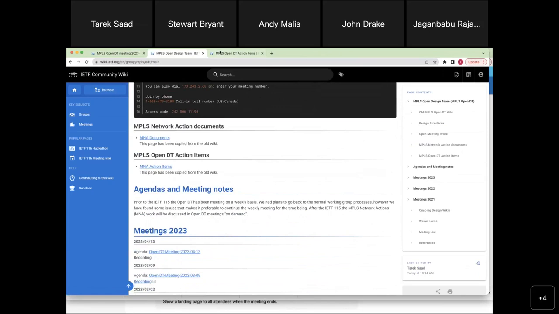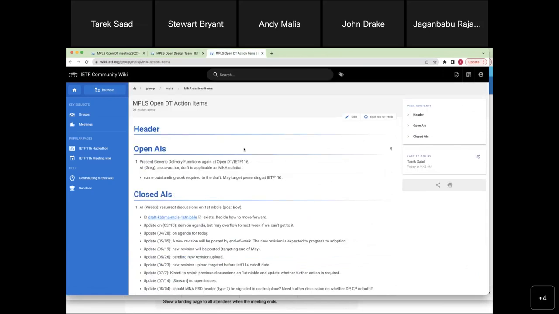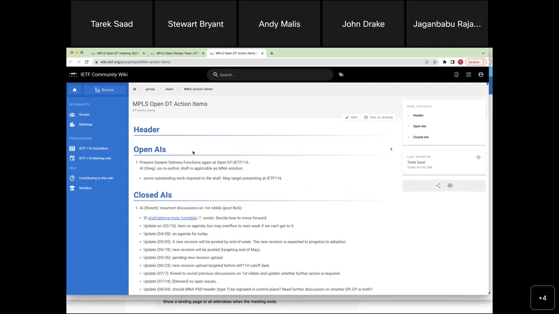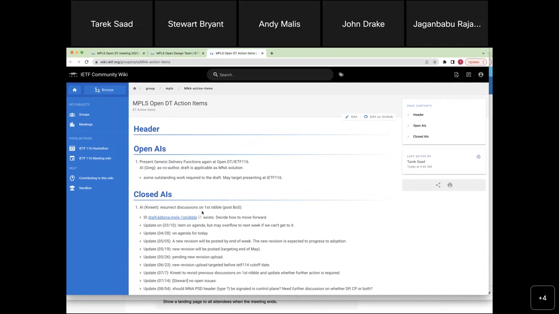All right, so this is the action items wiki that we keep track of open and closed action items. So we've actually tackled most of the action items. Some of the new ones may come in, but in terms of what's outstanding, we have mentioned this generic delivery functions draft or idea proposal. And the last we updated was Greg as a co-author. There was some outstanding work and May target presenting IETF 116.